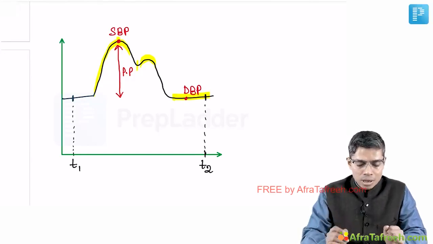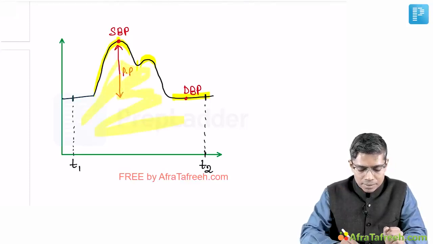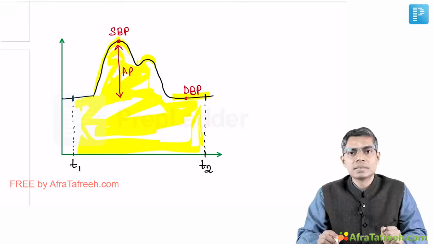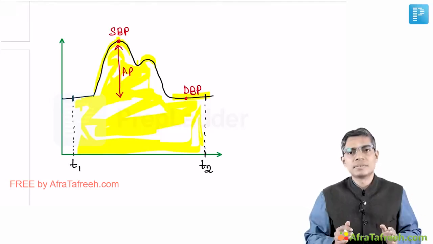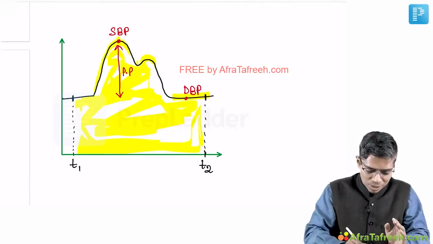So what I have to do? I have to take the area under the curve. Okay, so I have to take this whole area under the curve, and then if I divide this area under the curve by this time interval, then I am going to get the actual mean arterial pressure. Getting my points? What I'm saying?